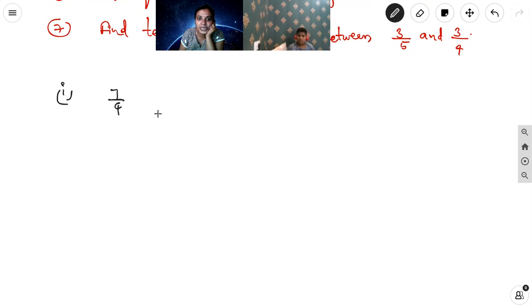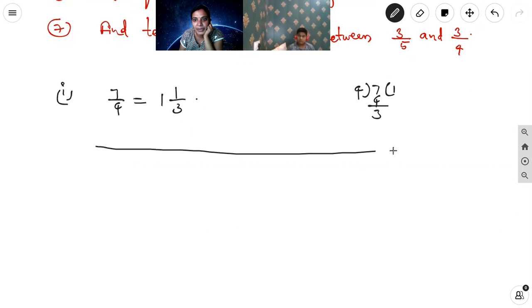7 by 4 is an improper fraction. First, the improper fraction can be converted into a mixed fraction. 4 ones are 4, 3 is the remainder. It is equal to 1 and 3 by 4. Okay. Now we can take the number line.